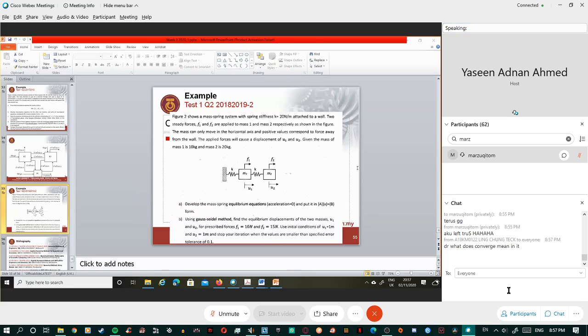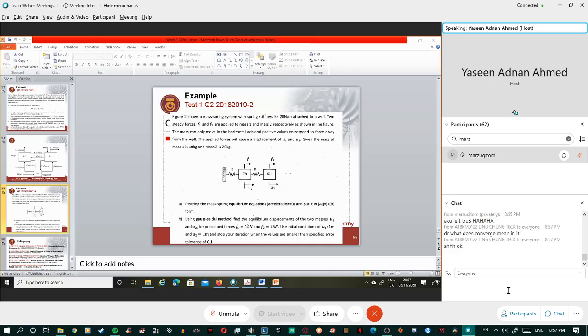What does converge mean? Converge means when you continue the iteration, your error will gradually decrease each time. That is the convergence. It means you are getting closer to the true value. If it is diverging, there is no meaning in continuing the iteration, because you will never get the solution. That is convergence and divergence. So please also try to solve this problem and let me know how you solve it.